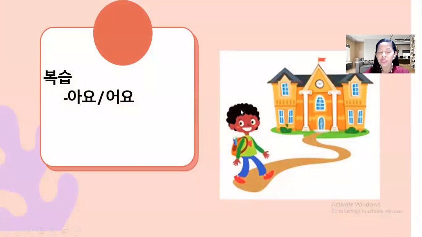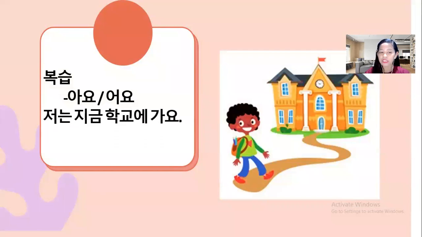Last time, we discussed about ayo oyo, and we've learned that in ayo and oyo, the statement or the question has the same form. So for example, you want to say, I'm going to school now. 한국어로 어떻게 말해요? 오, 맞아. You can say, 저는 지금 학교에 가요.